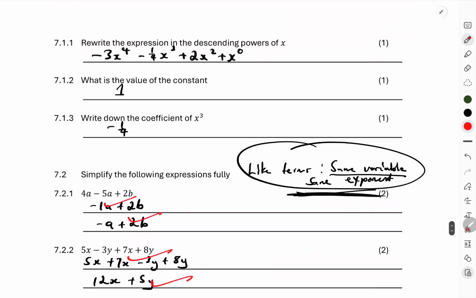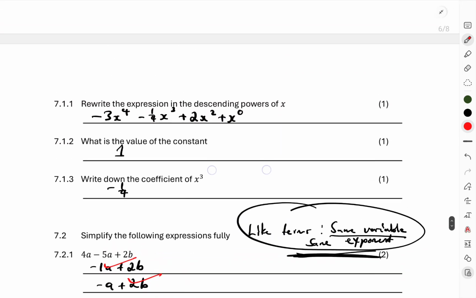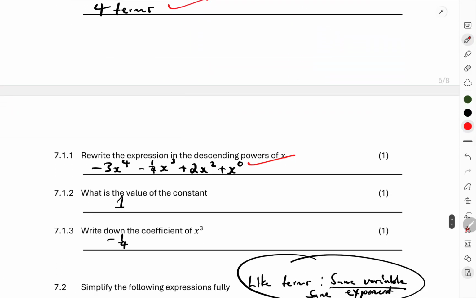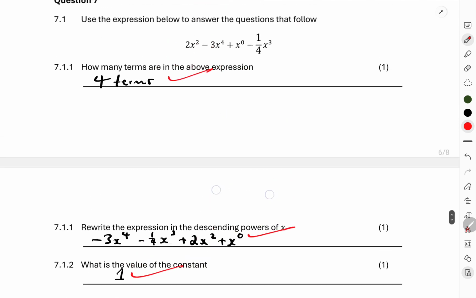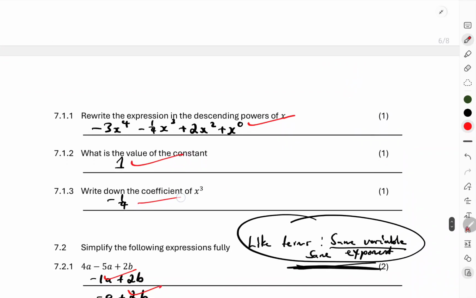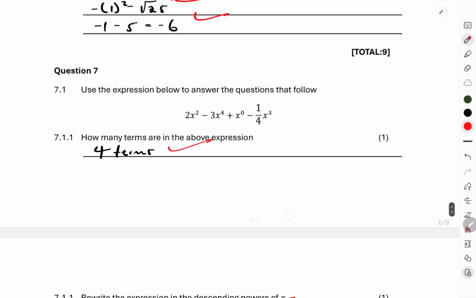So in total, even here, you're going to receive marks for knowing that you have 4 terms, in descending powers of x from the highest power of x to the smallest power of x. What is the constant? The constant is a number with no letter attached to it. But here we saw that all of these terms have letters, but we know that x, any number to the power of 0, is a 1. Therefore, this becomes the coefficient of x to the power of 3, right?